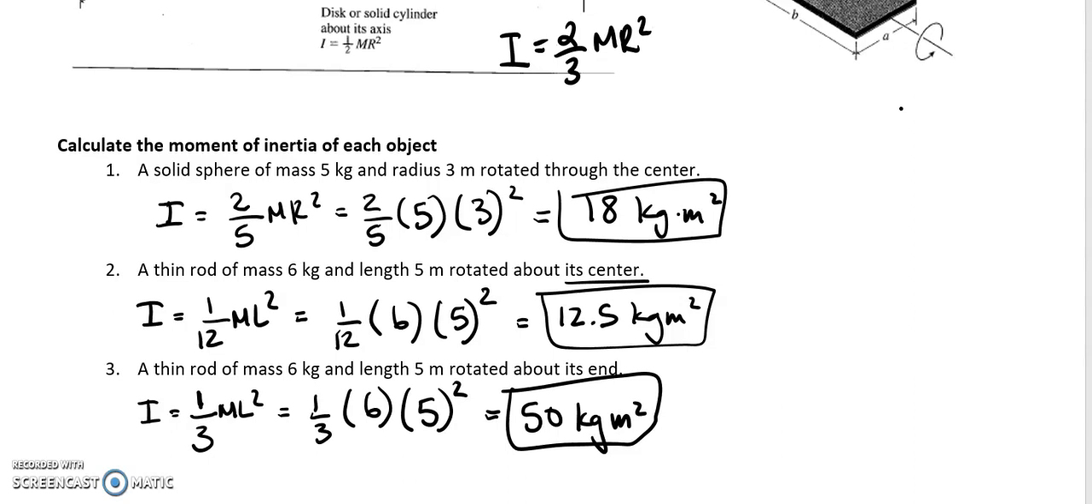Cool. The good thing is that all deals with inertia. The more rotational inertia something has, the more resistant it is to changes in motion. So when I try to rotate it about the end, it has a higher moment of inertia, 50, compared to 12.5 if it's rotated about the center. So more inertia means it's harder to get rotating or harder to slow down and stop its rotation.